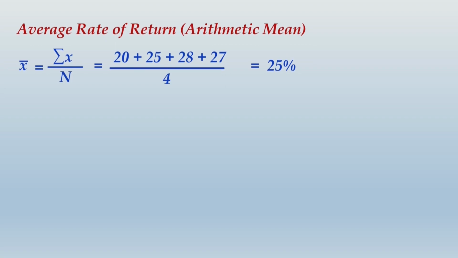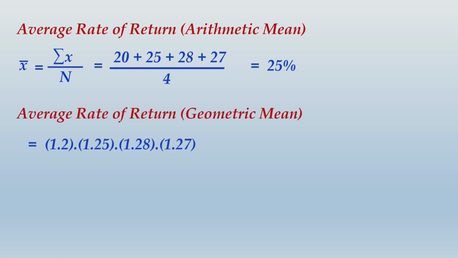Because you have multiplied 4 factors, you are going to take the 4th root of the observed value, what you get at the end. What I am trying to tell you is this: 1.2 into 1.25 into 1.28 into 1.27, whole raised to 1 by 4. And because this will still give you a future value factor, you still need to subtract 1 from this.